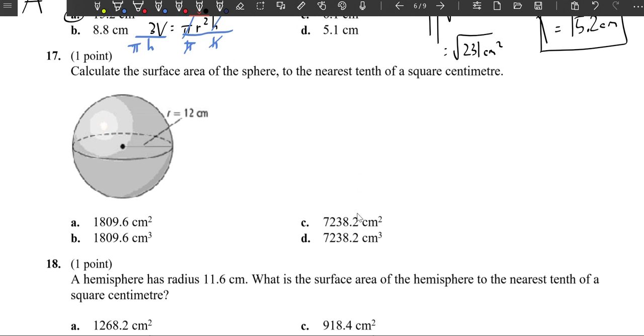Number 17, calculate the surface area of the sphere to the nearest tenth of a square centimeter. So for the surface area of a sphere, it is 4 pi r squared. In this case, they give us the radius. So that's 4 pi times 12 centimeters squared. If I square 12, that's 144. Multiply by 4, that's 576. Multiply by pi, I get 1808 and a bit.